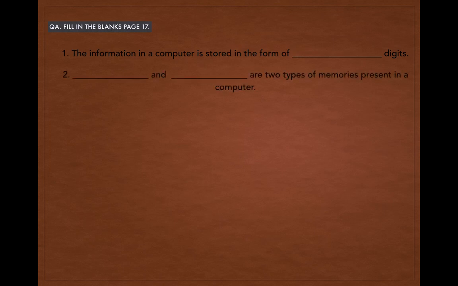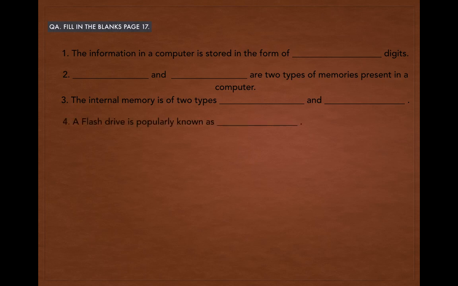Question A, fill in the blanks. The information in a computer is stored in the form of dash digits. Dash and dash are two types of memories present in a computer. The internal memories are of two types, dash and dash. A flash drive is popularly known as dash. A CD can store up to dash of data and dash in diameter.